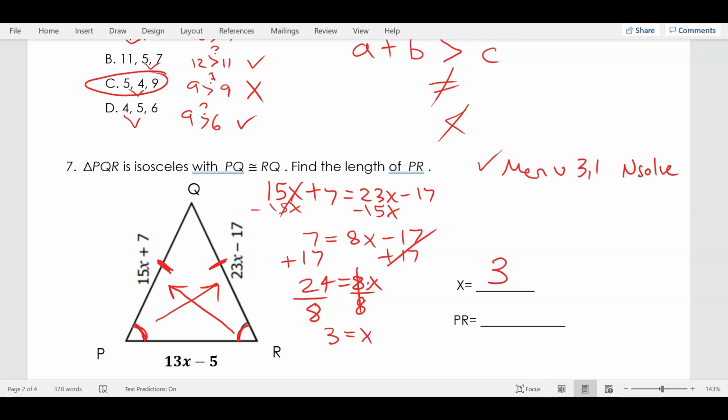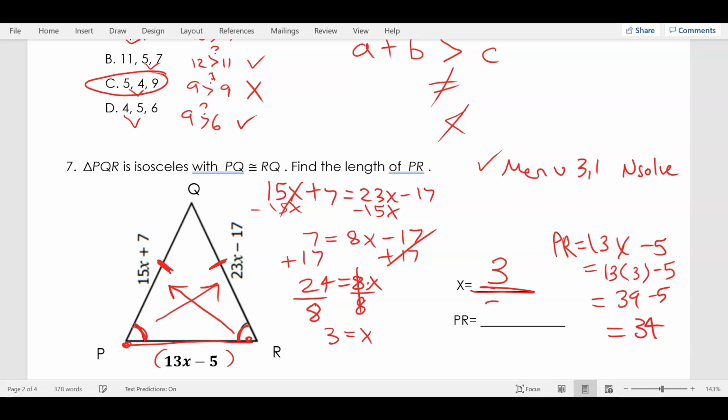Okay. Now, to find PR, from P to R is this expression, 13x minus 5, right? All right, so 13, but instead of x, we're going to put what x equals, which we already know is 3, right? Parentheses 3, bring down minus 5. So what is 13 times 3? It is 39. And then you have to subtract 5. It's 34. Cool.